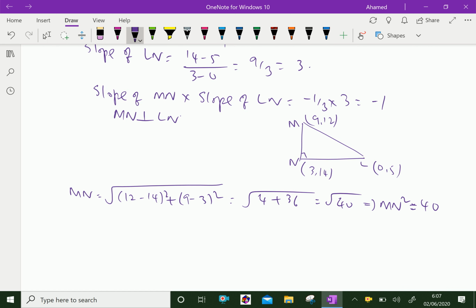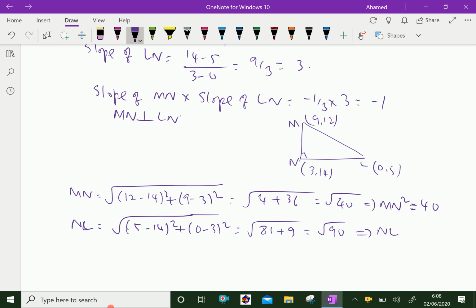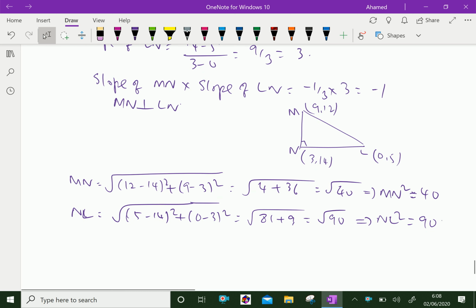Like that, NL equal square root of 5 minus 14 square plus 0 minus 3 the square, equal 5 minus 14 is 9, 9 square is 81, plus 9, square root of 90, which gives NL square equal to 90.